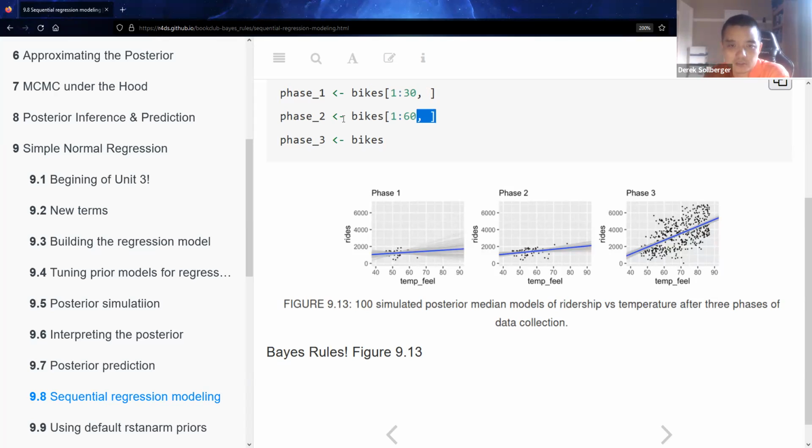We have a lot of positive slopes and a lot of negative slopes. As we move on to the middle graph with 60 days of data, we seem to get more assurance that we have a positive relationship, a positive slope in the regression lines. And then the last graph, phase 3, is with the whole data set, especially including these warmer summer days, we get a more refined picture.